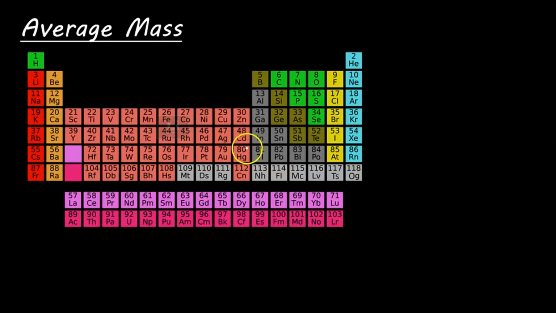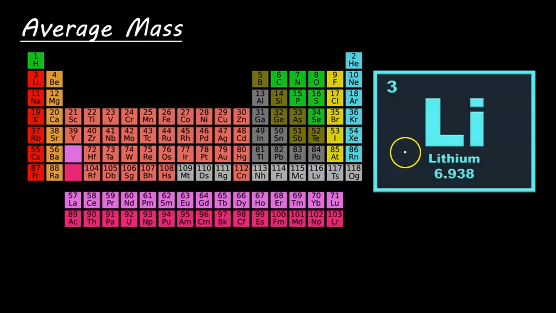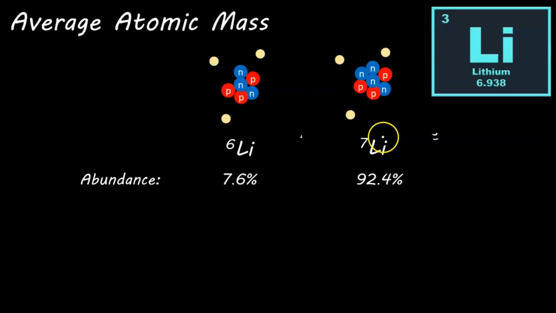Now, if we look at one element, let's say lithium, you'll see that the mass is not a whole number here. And with isotopes, the mass number is often a whole number integer. So this decimal number represents the average mass of all the isotopes. So weighted average. And let's look a little bit deeper at lithium here. The average atomic mass of lithium is reported as 6.938.